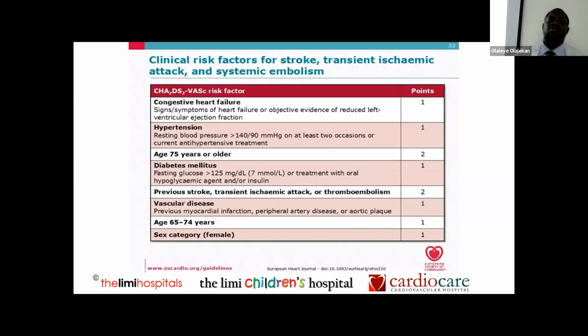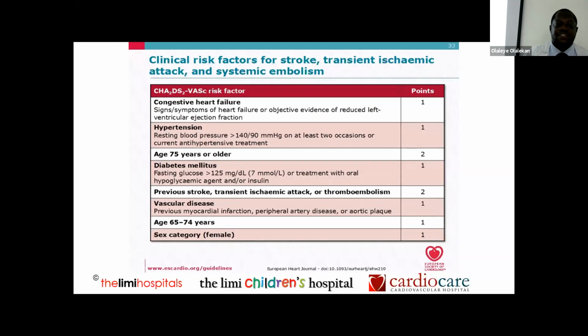So in assessing the risk of stroke in these patients, what is currently used now is the CHA2DS2-VASc score. It used to be the CHADS2 score in the past, but now has been improved on. So the CHA2DS2-VASc score includes C for congestive heart failure, H for hypertension, age with a score of 2 for patients 75 years and above, diabetes mellitus, and history of previous stroke, transient ischemic attack, or any thromboembolic event, which takes a score of 2.